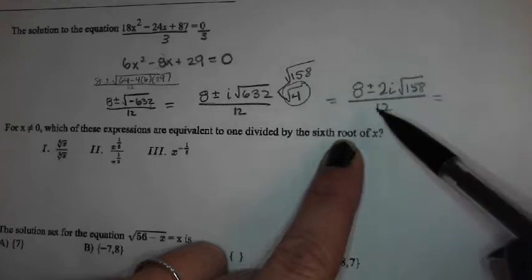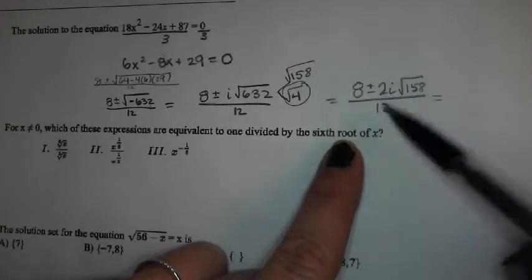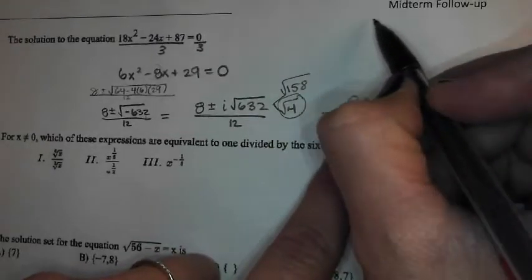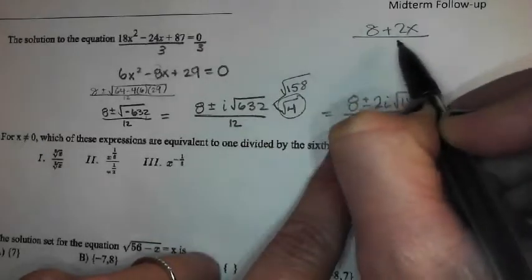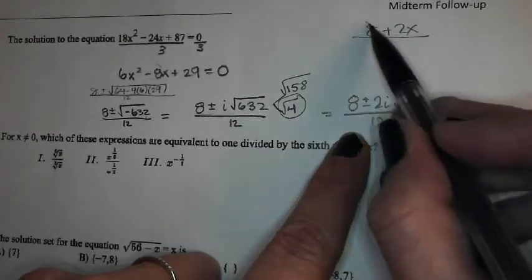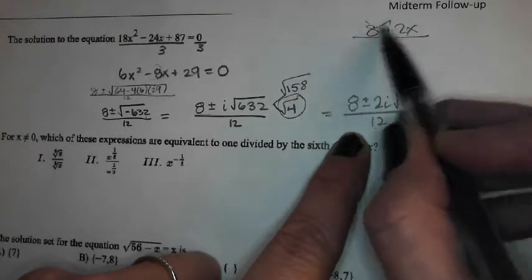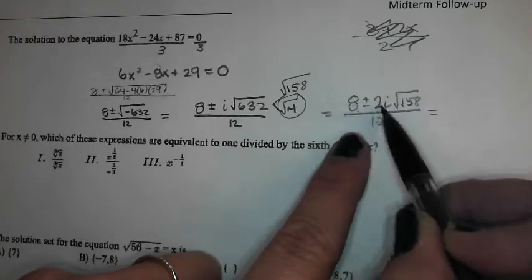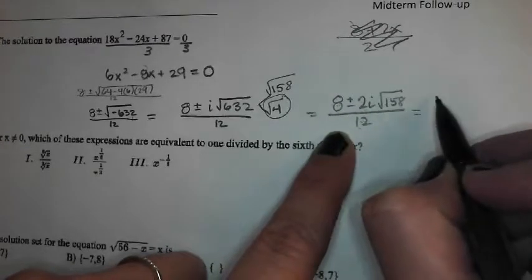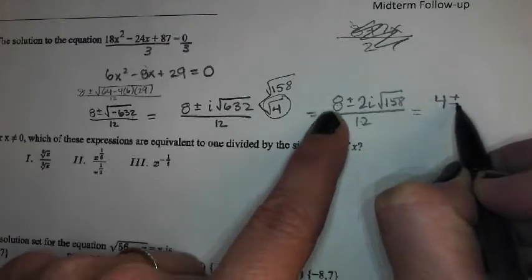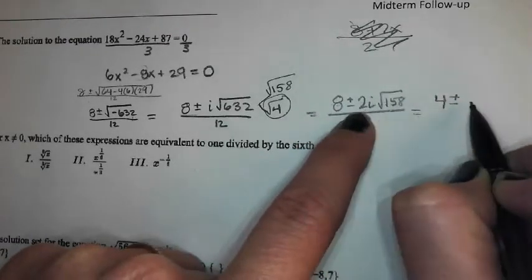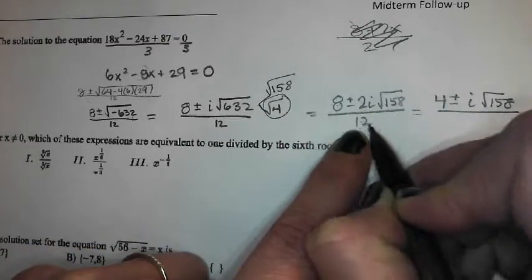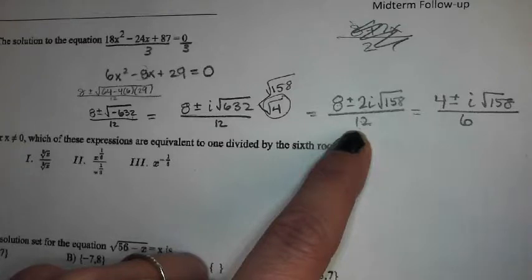We have a lot of people just reducing 2 over 12 or just reducing 8 over 12. Listen, guys, this is a binomial. This is like 8 plus 2x being divided by 2. You have to divide both terms of the binomial by 2. So you have to reduce both terms with the 12. You have to look at all 3 and realize a 2 goes into all of them. So 4 is how you reduce the 8 by 2. The 2i just goes down to an i, root 158, and then all over this reduced by 2 is 6.